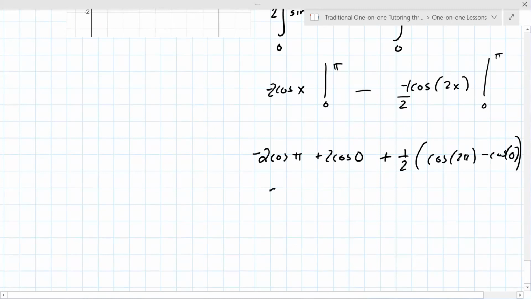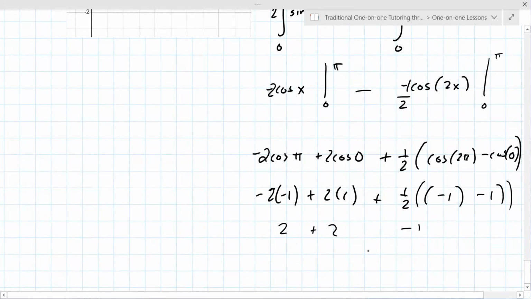This is -2 times -1 plus 2 times 1 plus 1/2 cosine of 2 pi, which is 1, minus cosine of 0, which is -1. So you get -1 here, 2 plus 2. Believe it or not, it works out really nicely.